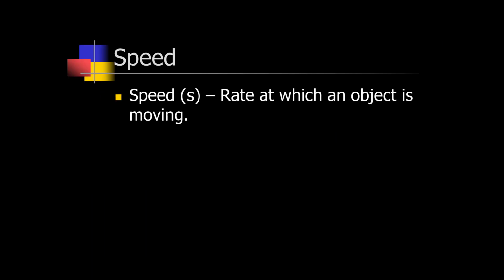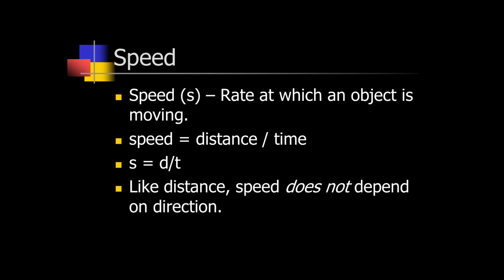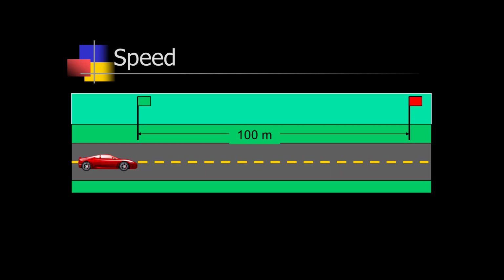So how are we going to differentiate between them? Speed. What is speed? Basically the rate at which an object is moving. A rate means with respect to time. So we can use the formula of speed: speed is equal to distance divided by time, S = d/t. We are not talking about displacement, we are talking about distance. Like distance, speed does not depend on direction, because distance is a scalar quantity, so speed is also a scalar quantity.